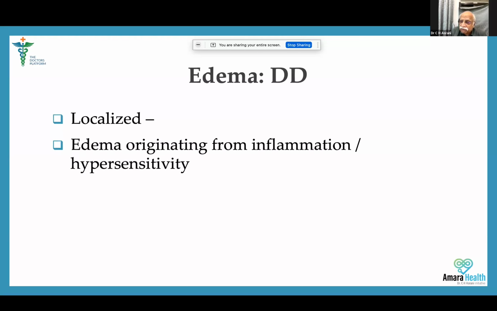Edema originating from inflammation, hypersensitivity, as I told you, trauma. You have a patient who has edema on the right ankle. You ask the patient, any pain? Yes. Did you sprain? I don't know. But if there is pain, there is inflammation, and swelling is a part of inflammation.